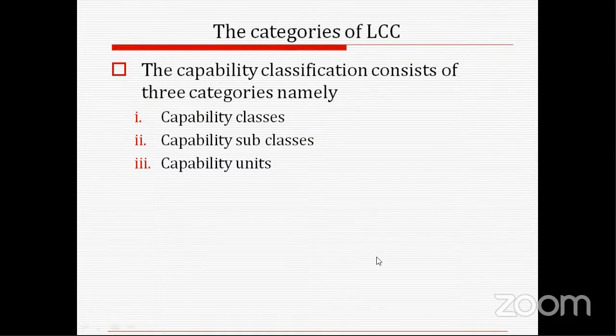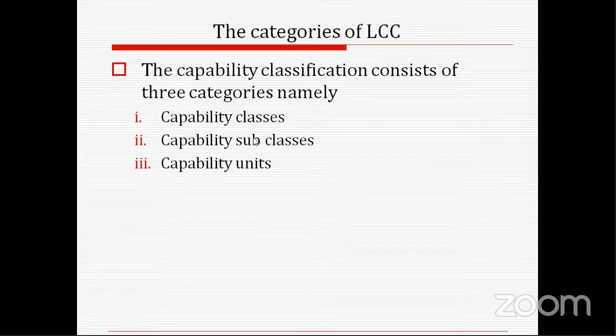The capability classification consists of three categories, students. What are those? Capability class, capability subclass, and capability units. So these are the three categories present in the LCC, and these are the parents. Now we will see one by one. Subclass is nothing but the factor which is limiting; we will put that factor. Units means similar fashion of size comes under one unit.